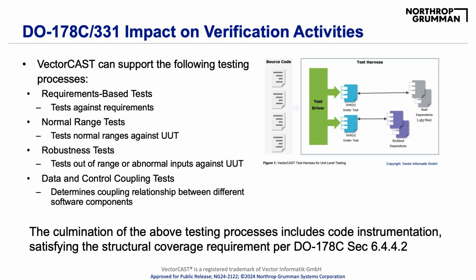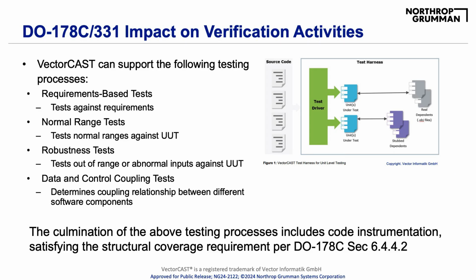VectorCAST supports requirements-based tests. These are tests that are written against your standard requirements. It supports range testing. These are just normal range testing from value A to value B against some unit under test. It supports robustness testing. These are tests that test out of range values, such as not a number, infinity, etc. It supports data and control coupling tests. These are tests that determine the coupling relationship between different software components.